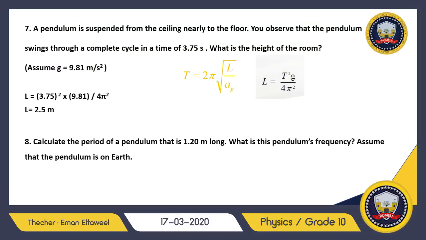Another one, the last one. Calculate the period of the pendulum that is 1.2 meter long. So here is L, and we are asking about the period. What is the pendulum frequency, assuming that the pendulum is on Earth? Assuming that the pendulum is on Earth means that g equals 9.81.